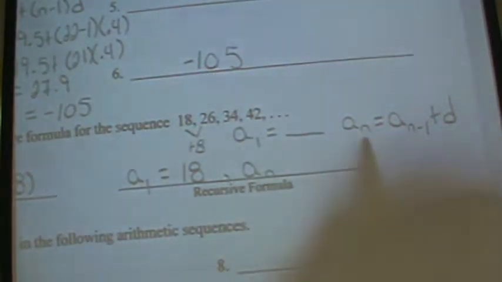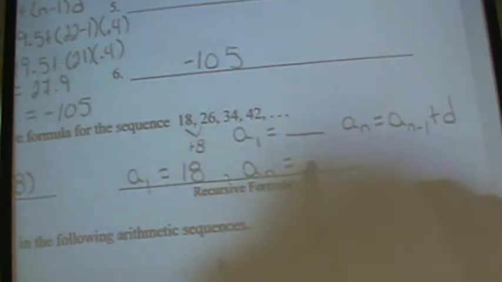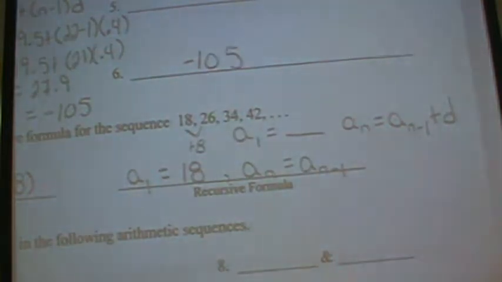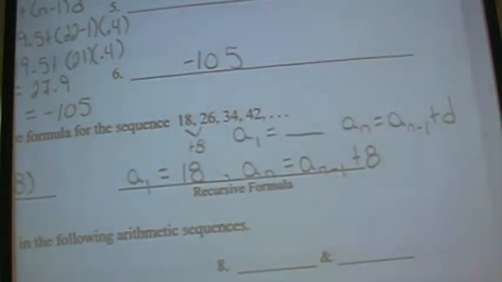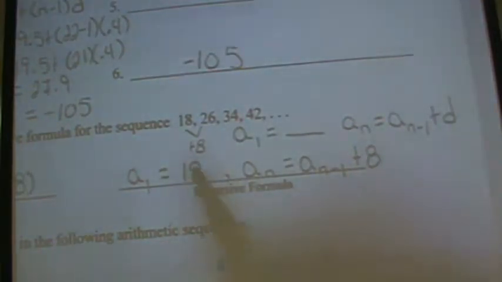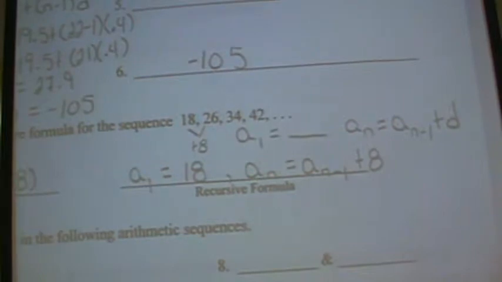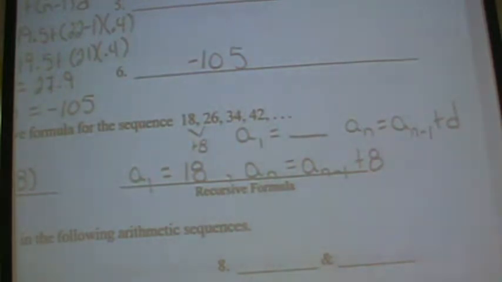So then again, writing this generally, we have an, because we're not finding a specific term, so we leave that as an. That equals the previous term, so still an minus 1. And then add your d value. And your d value, we were adding 8. So for this one, the only thing that we're putting in is that plus 8 and our a1. So you're leaving those in a general form, just using the numbers that you're provided in the sequence.